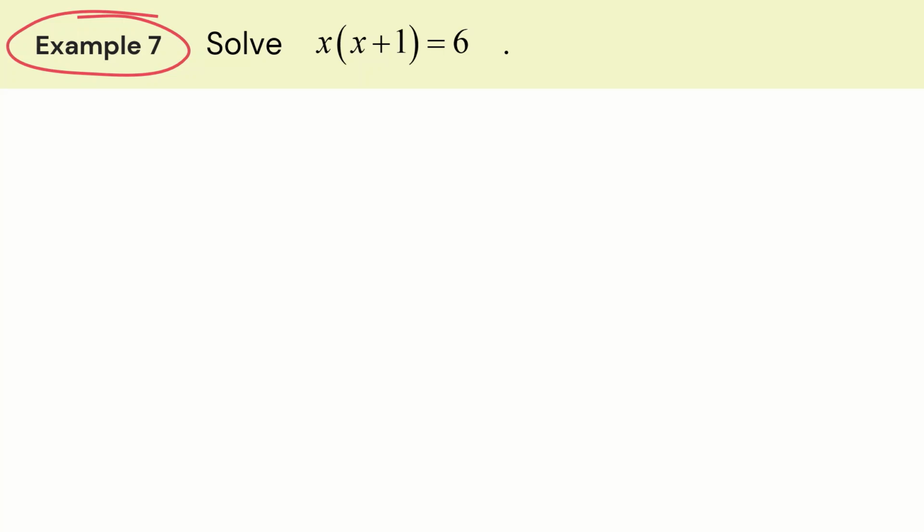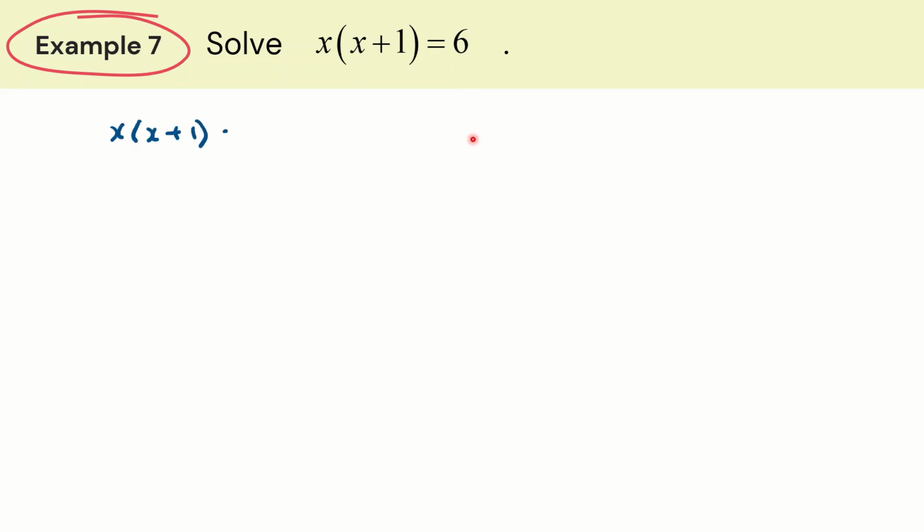And this leads us to example 7, where we have a quadratic equation that requires us to solve x times x plus 1 equals to 6. So in this particular case, we notice that on the right side of the equal sign, it is actually 6, it is not equal to 0. So what can we do, and how do we solve such a quadratic equation?